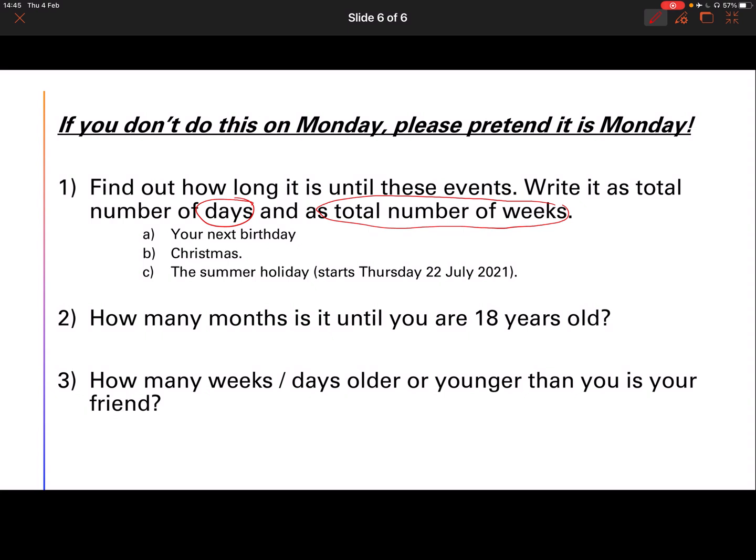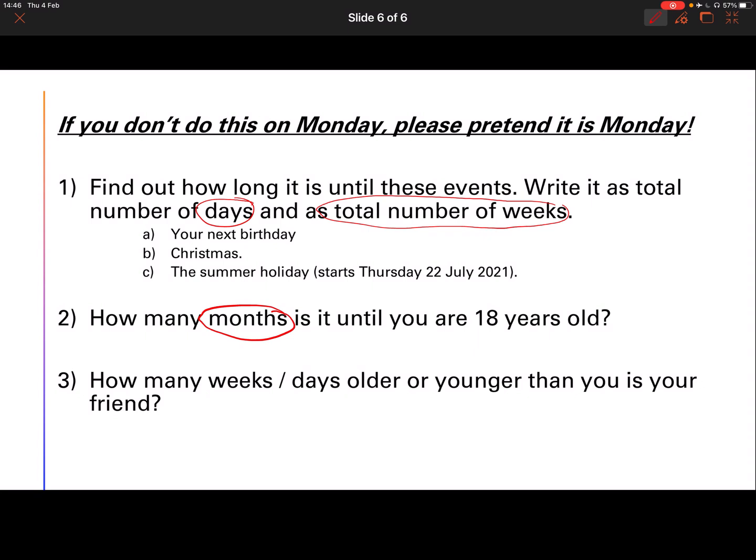How many months until you're 18? You are now only talking months. And again, if the bit of the month at the beginning and the bit of the month at the end add up to nearly a whole month, count it. If it doesn't add up to much, don't count it. If you're not sure, count it.